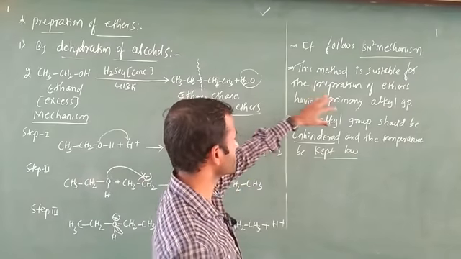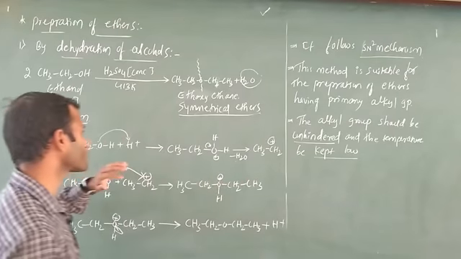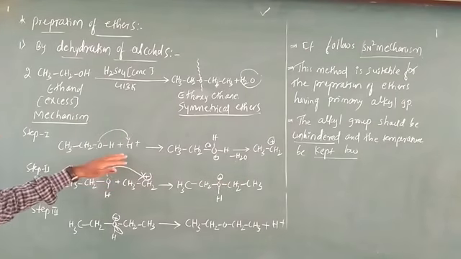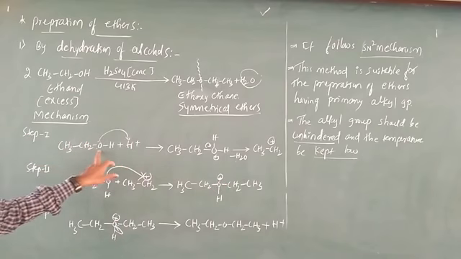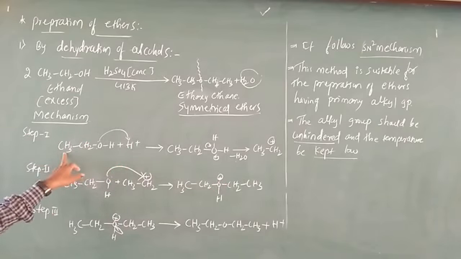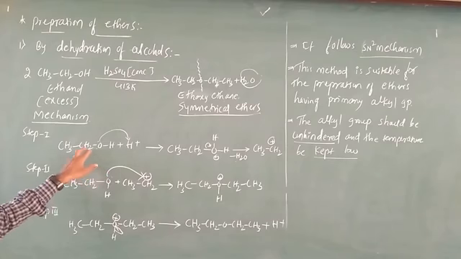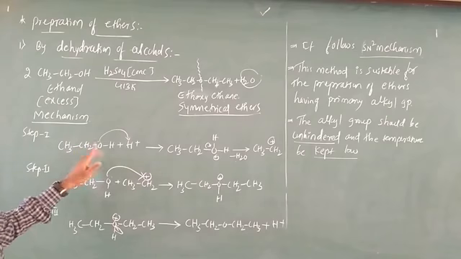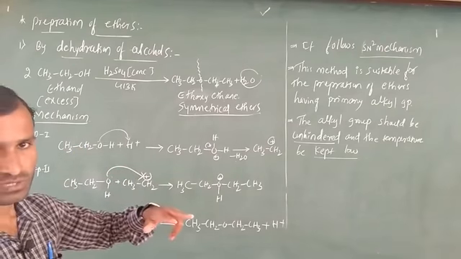Next one is, this method is suitable for preparation of ethers having a primary alkyl group. This is the most important part. In this case a primary alkyl group is compulsory, only a primary alkyl group. CH2CH3 indicates primary, not secondary. This carbon containing 2 hydrogen atoms means 100% primary. The carbon containing 1 hydrogen atom is secondary. The carbon not containing any hydrogen atom is tertiary.